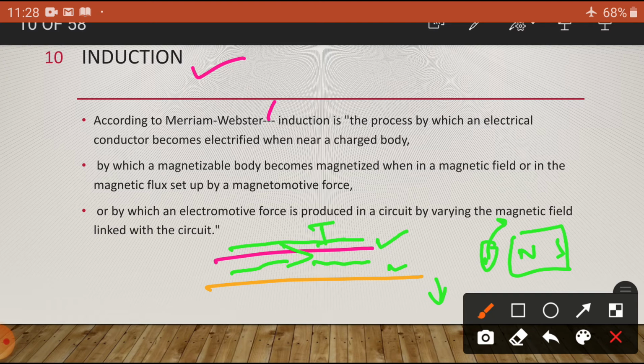What is the reason? It is induction. An electromotive force is produced in a circuit by varying the magnetic field linked with the circuit. So a change in magnetic field also produces current, the EMF induced in the conductor due to induction. These are the three references for induction.